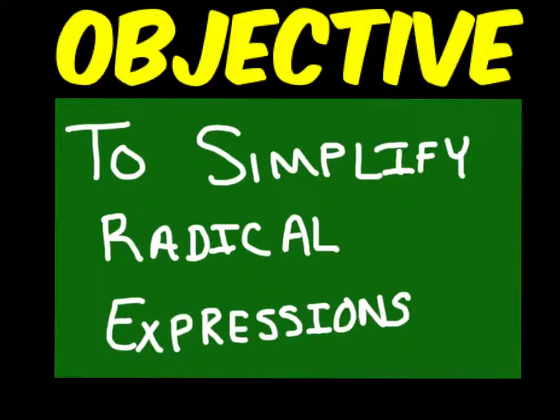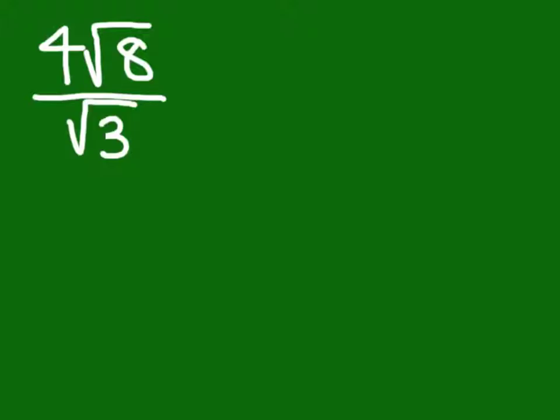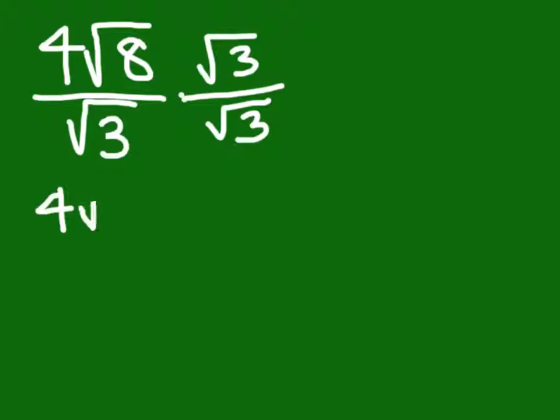Today's objective is the same as yesterday, to simplify radical expressions. So we have 4 radical 8 over radical 3. So we start by multiplying by square root of 3 over the square root of 3. So that would give us 4 radical 24 all over 3.